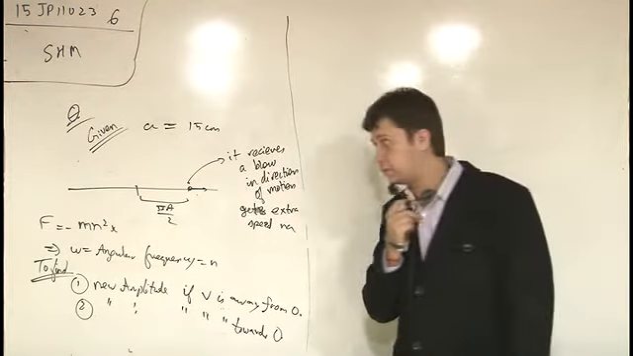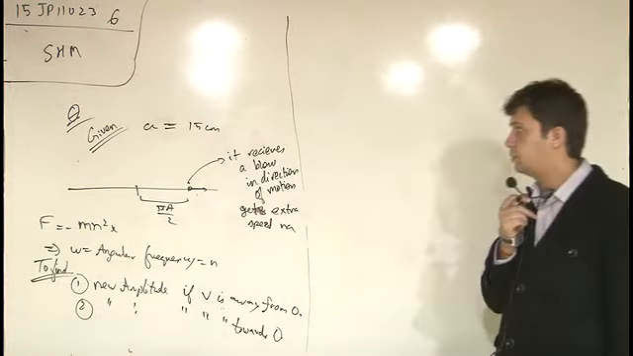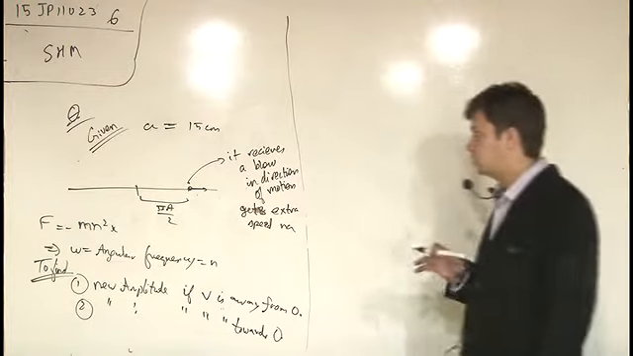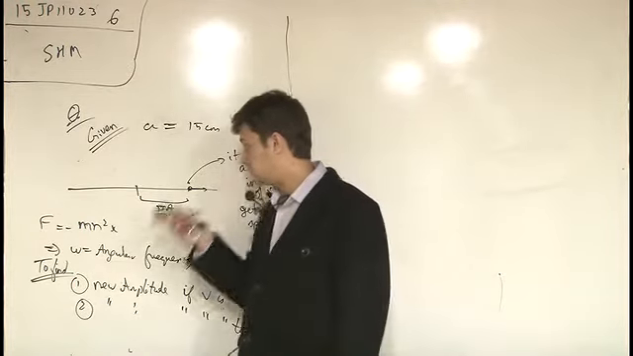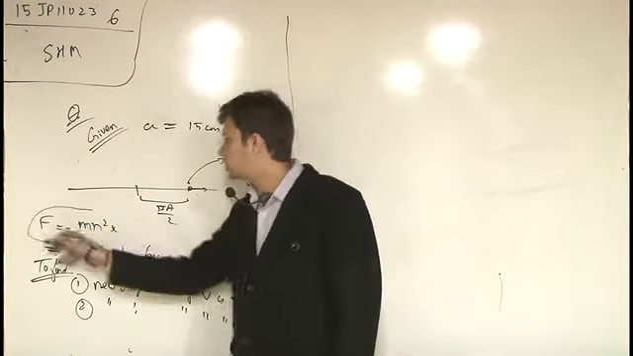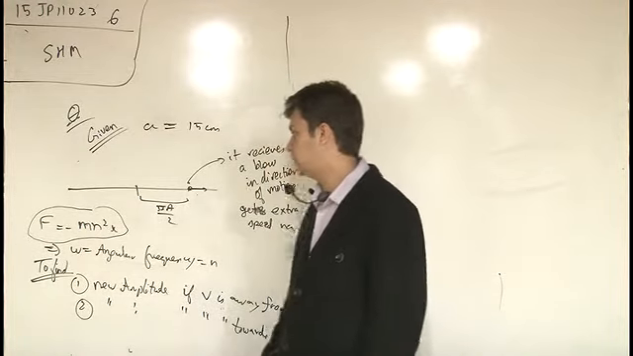Hello dear students, today we are going to discuss the question code 15 JP110236. So what is given in this question is that there is an SHM and there is a force acting on it, which is given by F is equal to minus m n square x.